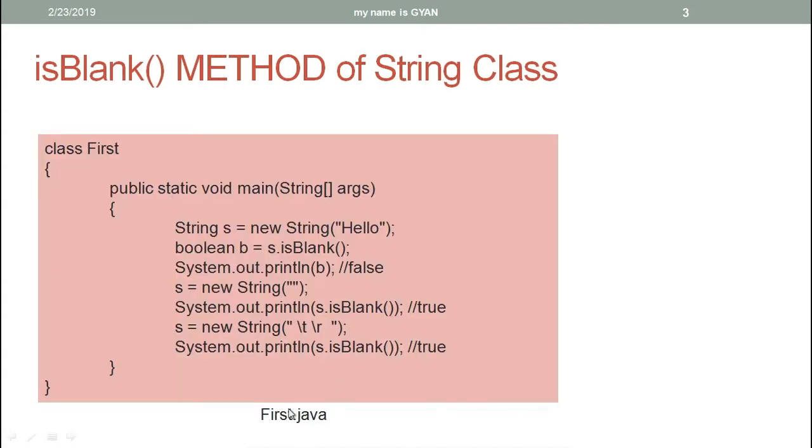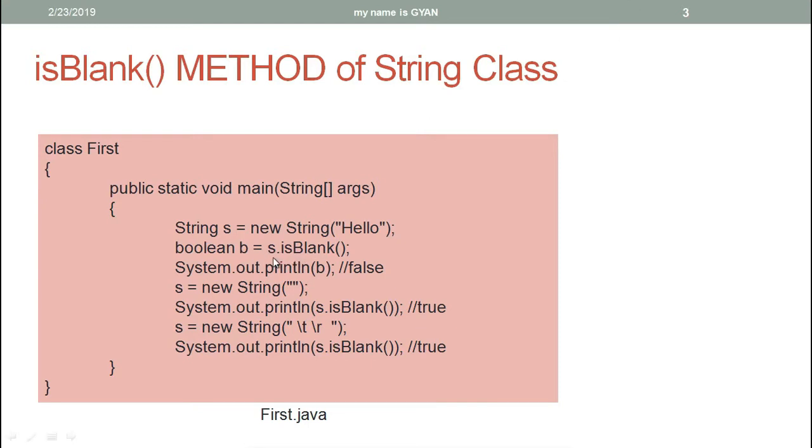Here we have the Java file First.java. In First.java, we have the class First. In the class First, we have the method main. In the method main, we are creating a new string which contains hello. The reference to that newly created string in the heap will be stored into the reference variable s of type String. Then we are calling the method isBlank by using the reference variable s.